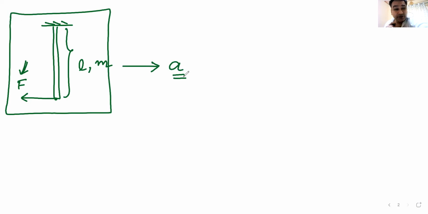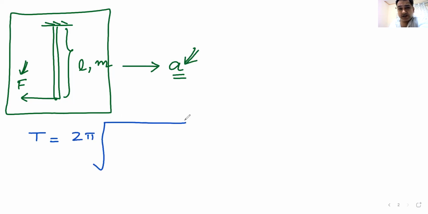What will be the time period of this oscillation? How will you find it out? If it is moving with an acceleration A, give me the answer then. Time period will be equal to 2 pi. You have to remember what I have told you, because you might not get enough time to solve this question by torque and this and that.